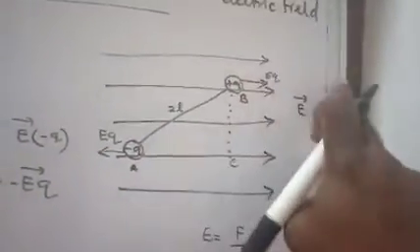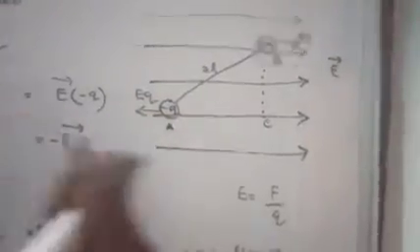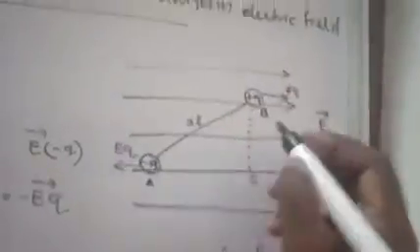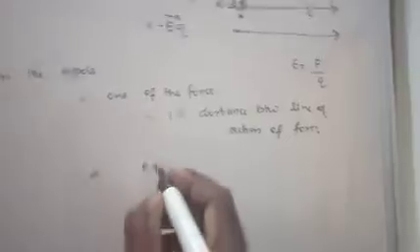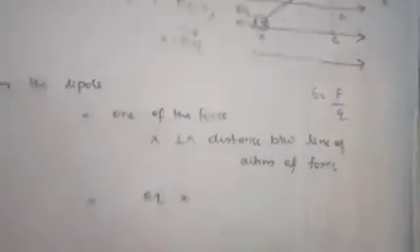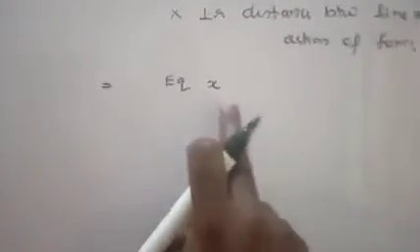This is the direction of one force. This is the direction of another force. So this distance will be the perpendicular distance. Put x for this BC. So here the torque is qE into x. Now I require this x.